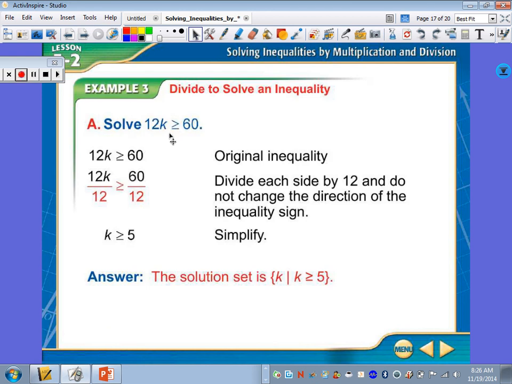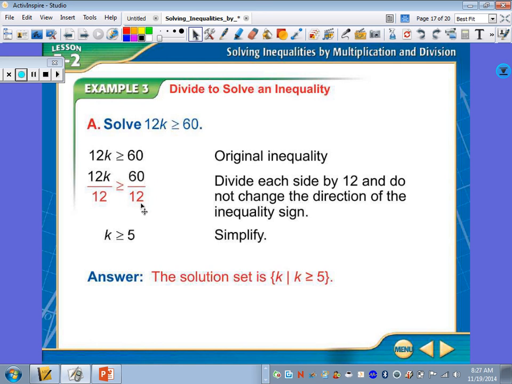All right, so here we are dividing both sides by 12 because it's 12k, which means it's 12 times k. And so you are going to get rid of multiplication by dividing. So you'll see what they did here is they divided both sides. I hope you're writing all of this down because, again, you need this as part of your notes.